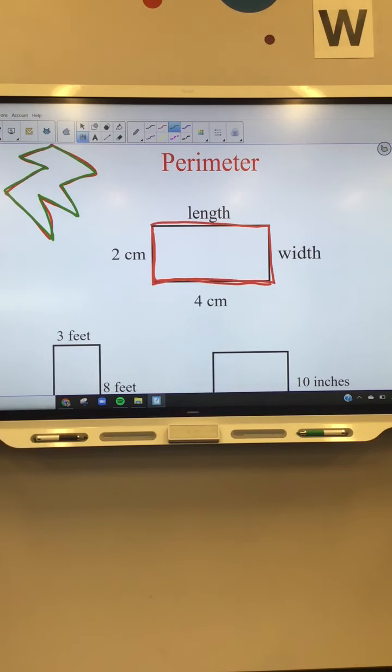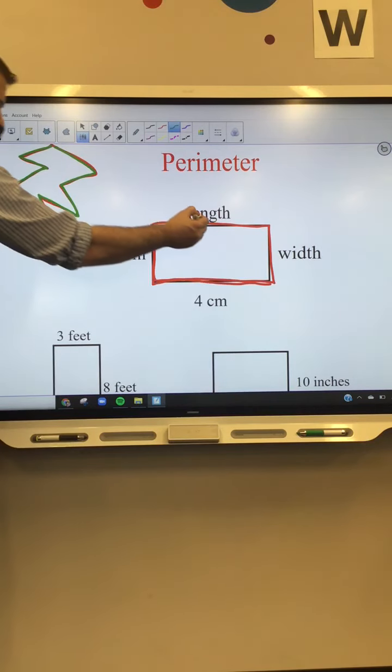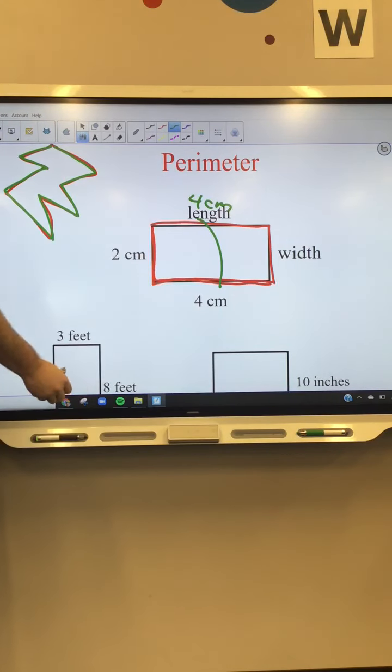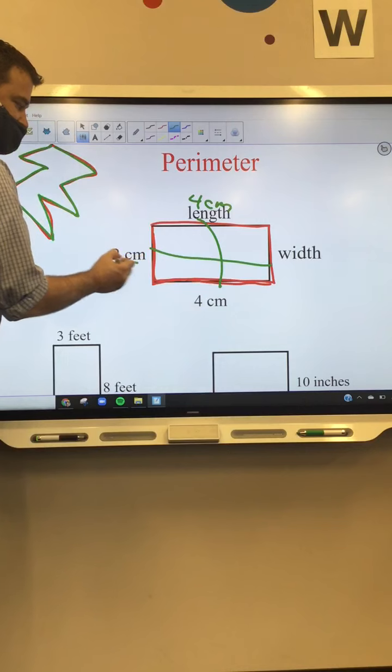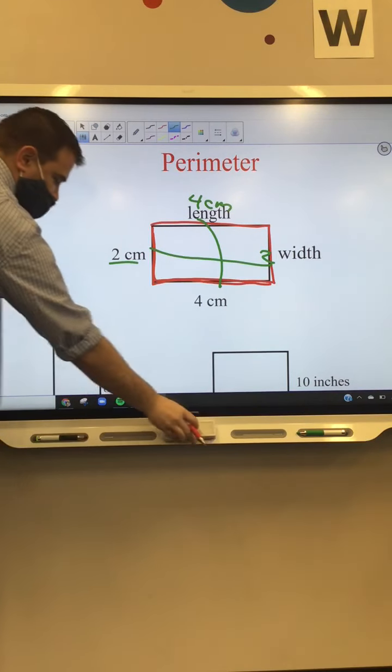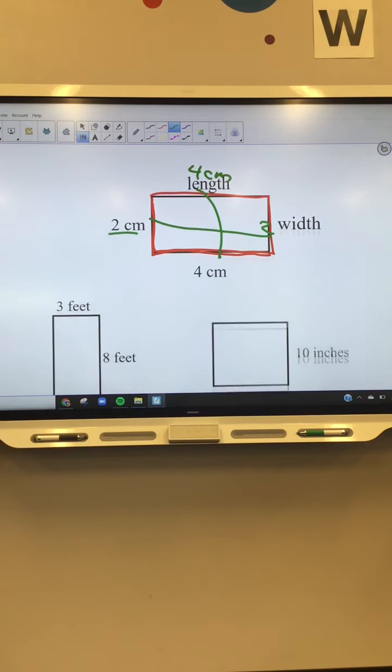Okay? We're going to start with rectangles because they're a little bit easier to understand, because we know these two sides are always going to be the same. So even though it's not listed, this has got to be 4 centimeters. And these two sides are the same. So even though this is 2, that's also got to be 2. Does that make sense? All right, so let's take a look at some of these other rectangles down below.